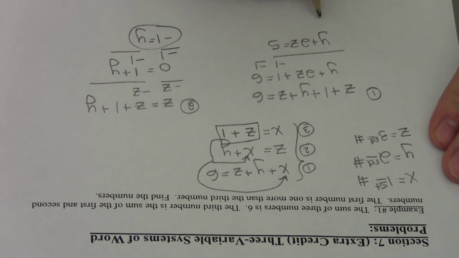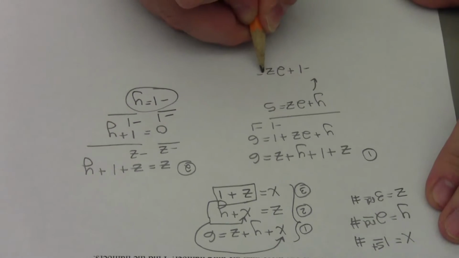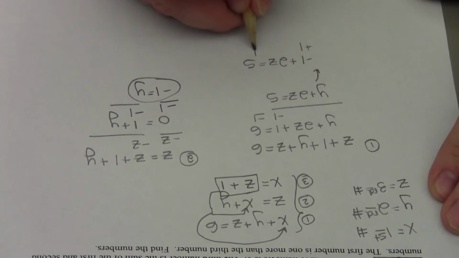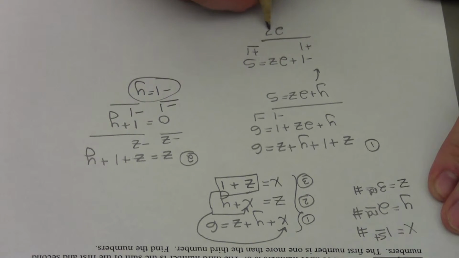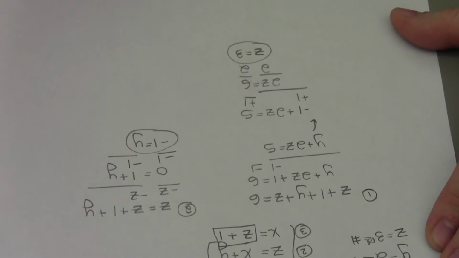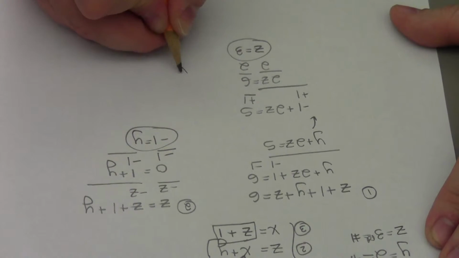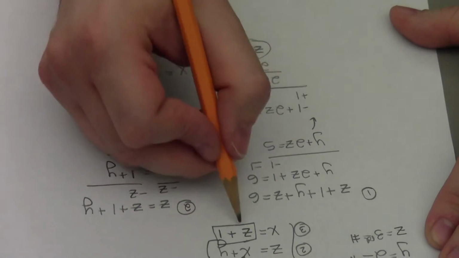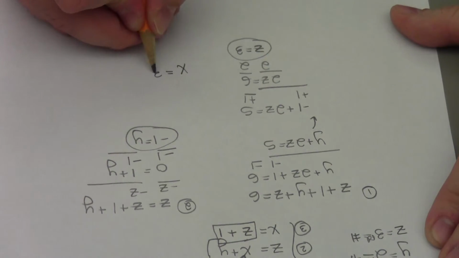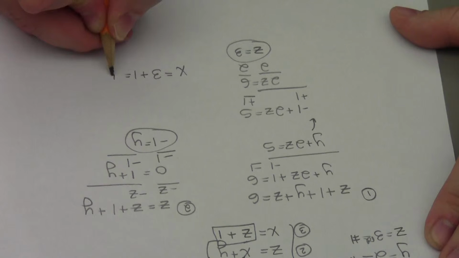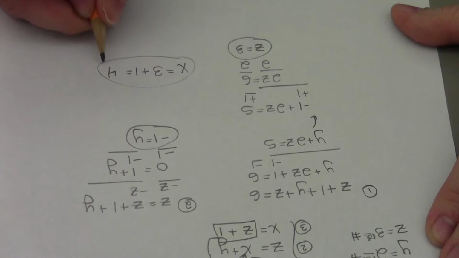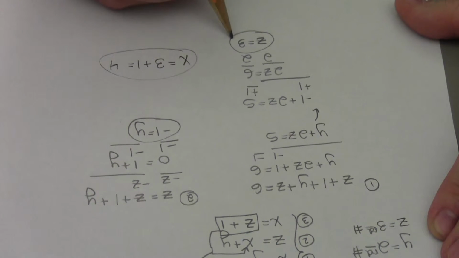Now I'm going to plug that into my two-variable equation with my y and z. So plugging into that, I get negative 1 plus 2z equals 5. 2z equals 6. z equals 3. All I have left to find is the x, so x equals my z plus 1 by that bottom equation. x equals 3 plus 1, x equals 4. So x equals 4, y equals negative 1, z equals 3.